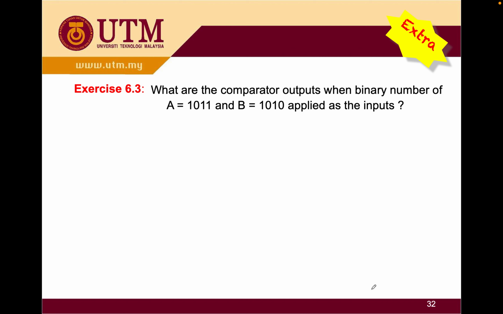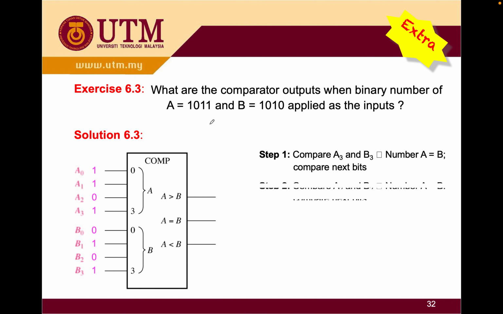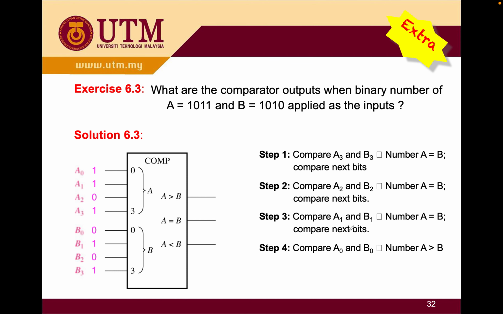What are the comparator outputs when you have this binary number? So what you need to do, you compare this first. It is similar, which is equal. You compare another one, it is equal. You compare another one, it is equal. And lastly, you get the answer. This one is much bigger, then it's going to be the output of A more than B. So you need to do it step by step here.